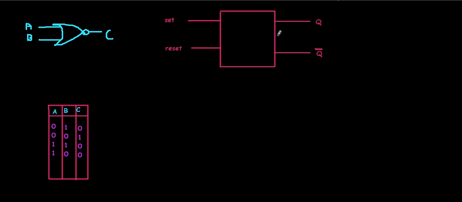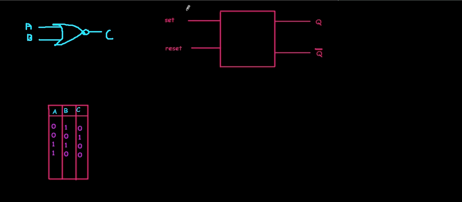This is the SR latch, set-reset latch, and these are the outputs, Q and Q bar. When you want to make Q 1, just press set and you'll get 1 on Q. When you want to make Q 0, press reset and Q will be 0. Not to mention that Q bar is just the complement of Q. When Q is 1, Q bar is 0. When Q is 0, Q bar is 1.